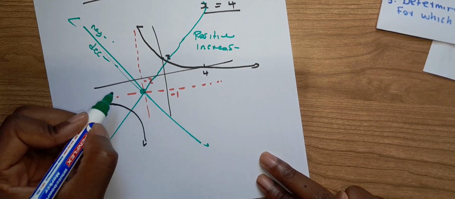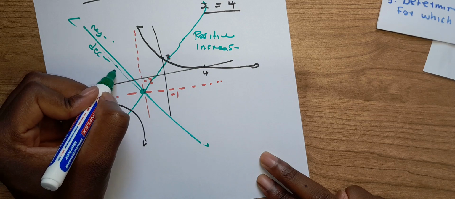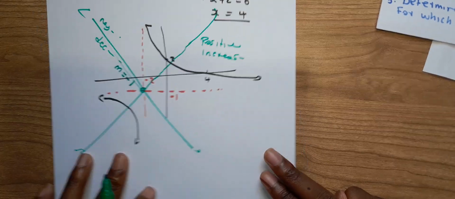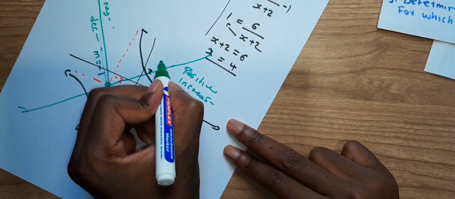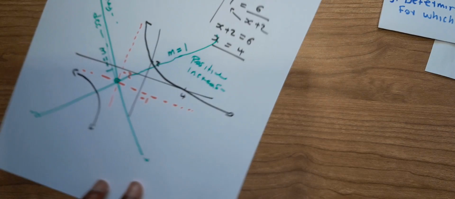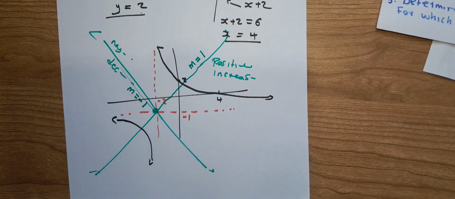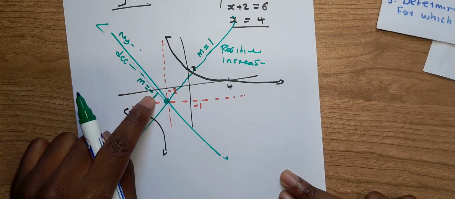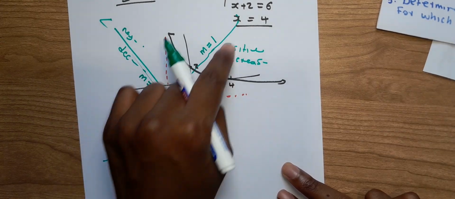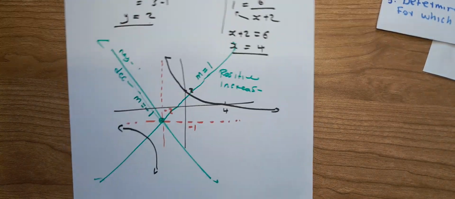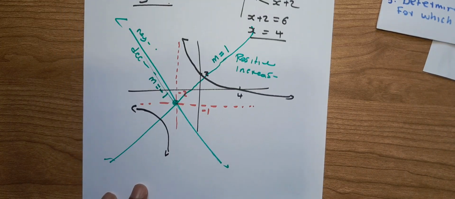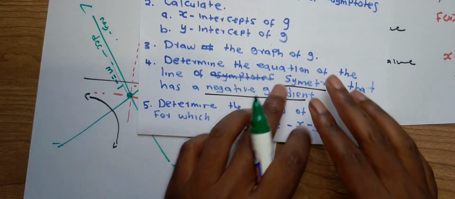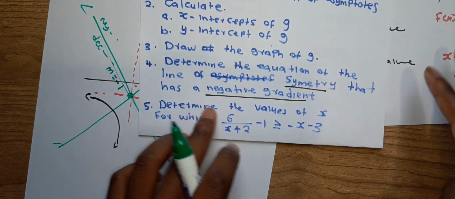This is something you can know. The gradient of the decreasing line is m equals negative 1, and the gradient of the increasing line is m equals 1. Are we understood? Do we understand this? The gradient of the decreasing line is always m equals negative 1, and the gradient of the increasing line is always m equals 1. So they want us to determine the equation of the line of symmetry that has a negative gradient.